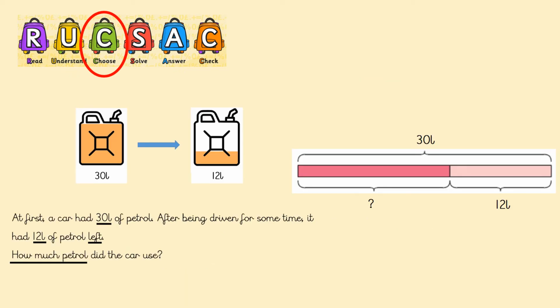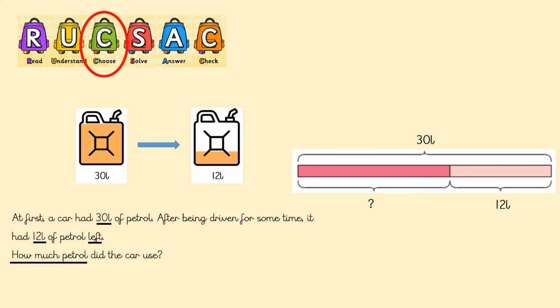Now, the first C for choose. I need to choose a method. Again, I'm starting off with a bar model. So I know at the start there was 30 litres. That was the big amount. Some of it was used up. That's the dark pink bar, the question. And then there was 12 litres left.